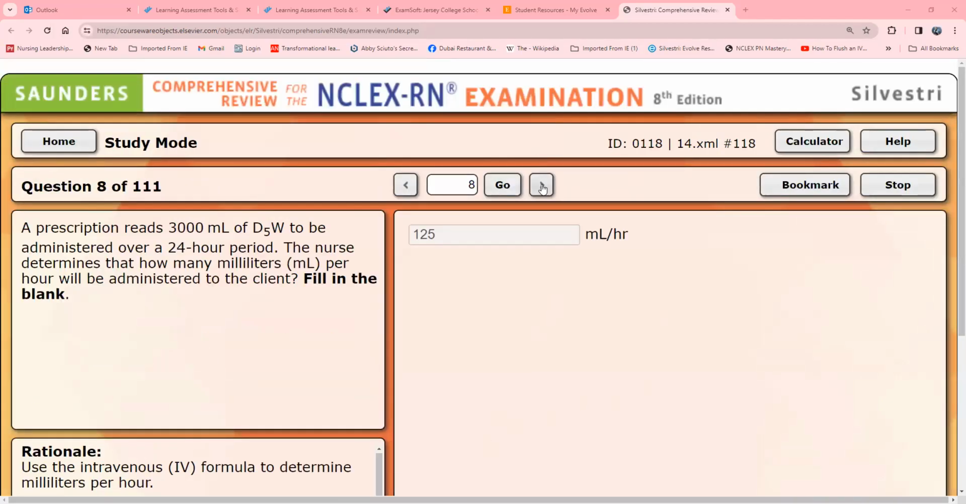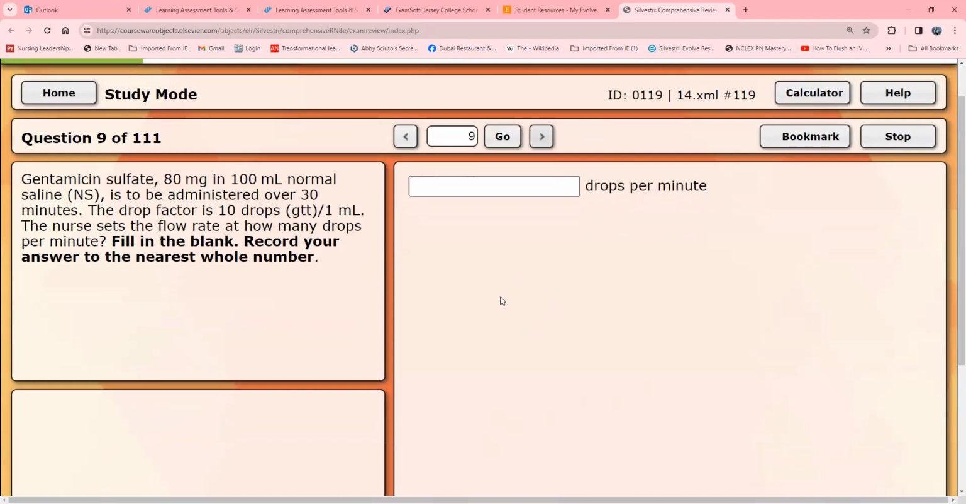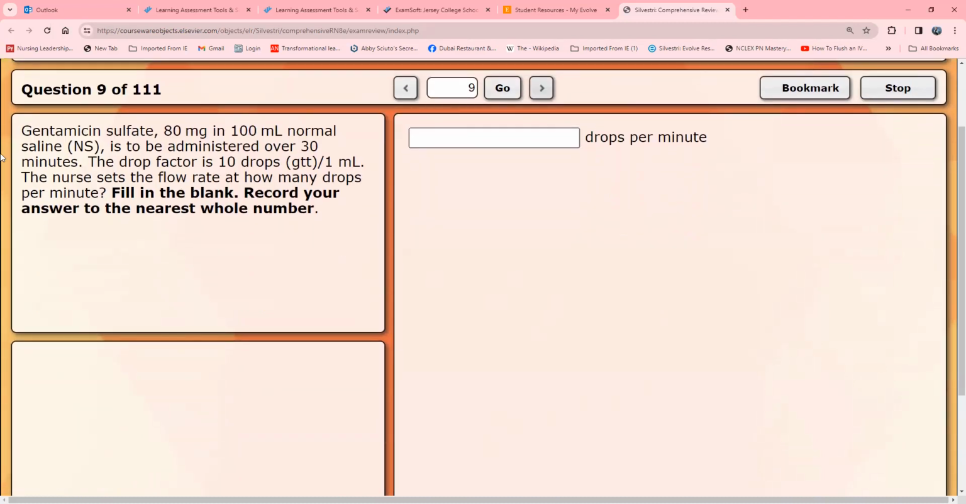All right, let's see if they have another IV one here. Okay, look at this one. What does this one say? What's it say? What's it tell you to do?